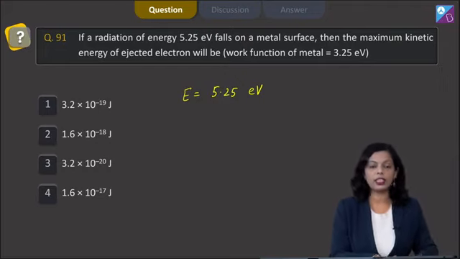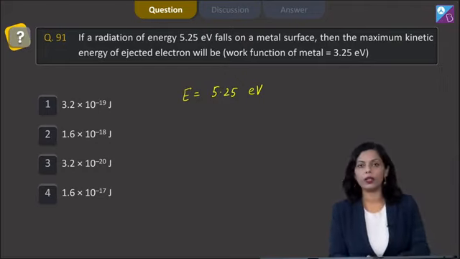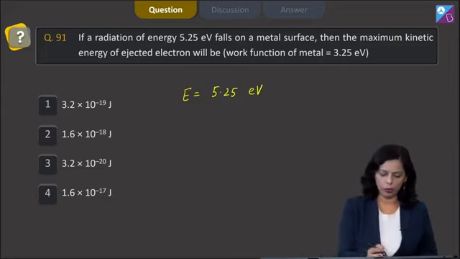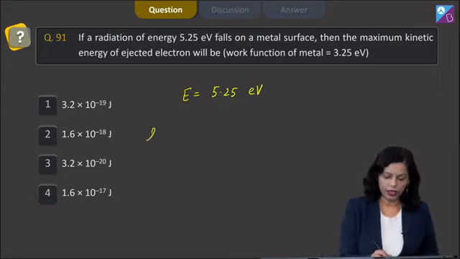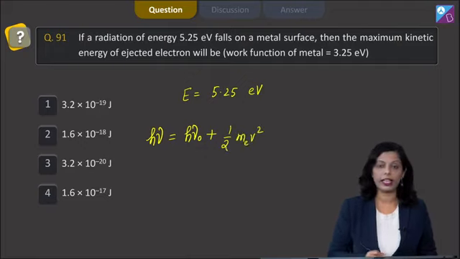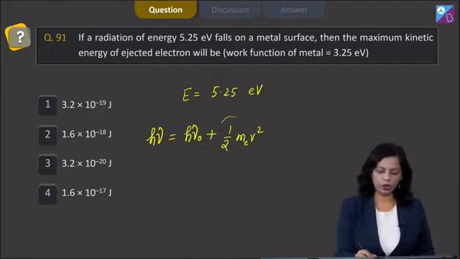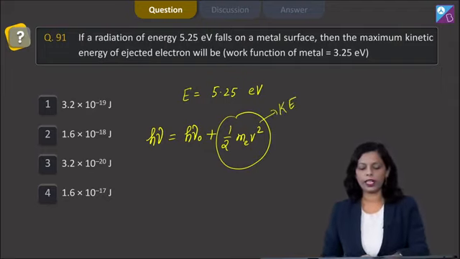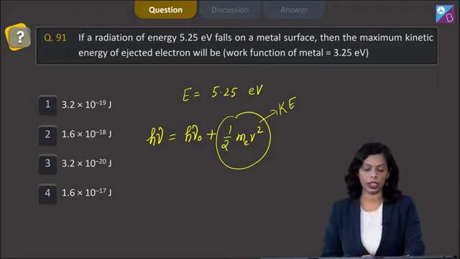The answer is given in joule. It means whatever value we get, we have to change it into joule. In the photoelectric effect, total energy is work function plus kinetic energy of the electron, and you need to just find out this kinetic energy. Clear? If a radiation of energy falls on the metal surface, then we need the maximum kinetic energy of the ejected electron.